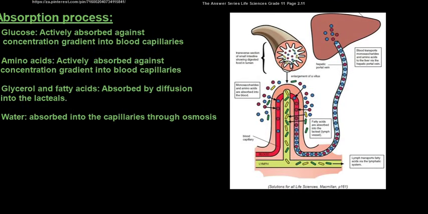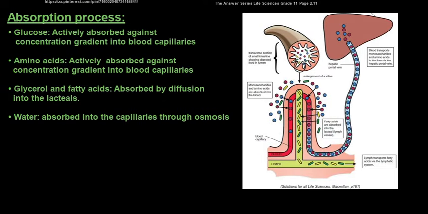Now let's look at the absorption process itself. So absorption happens in the small intestine, like we've said, and in the villus. So glucose, amino acids, water, and other nutrients are actively absorbed against the concentration gradient into the blood capillaries. So they need energy to go across.